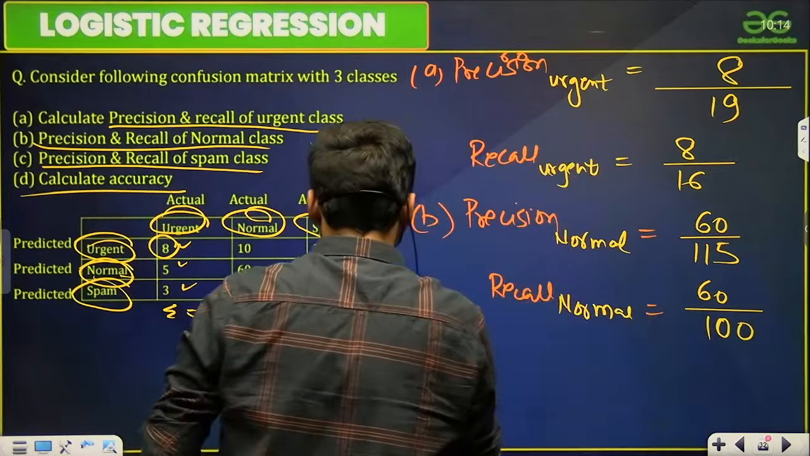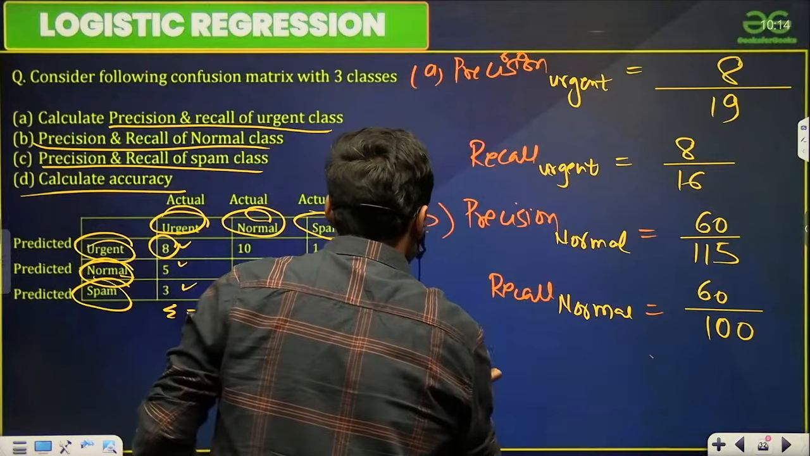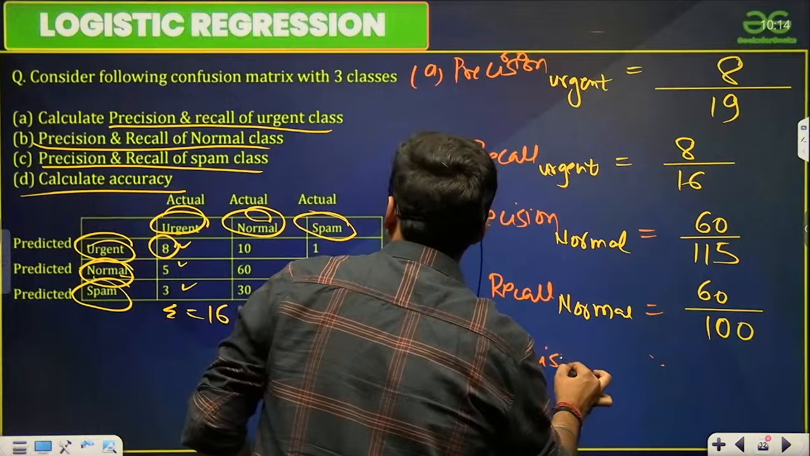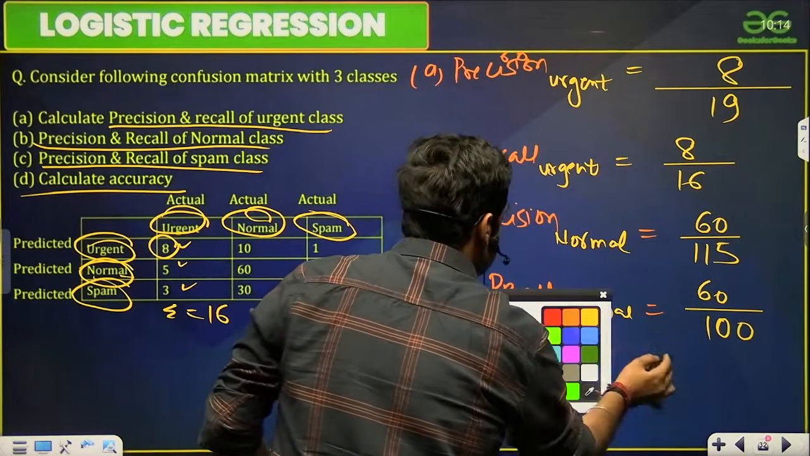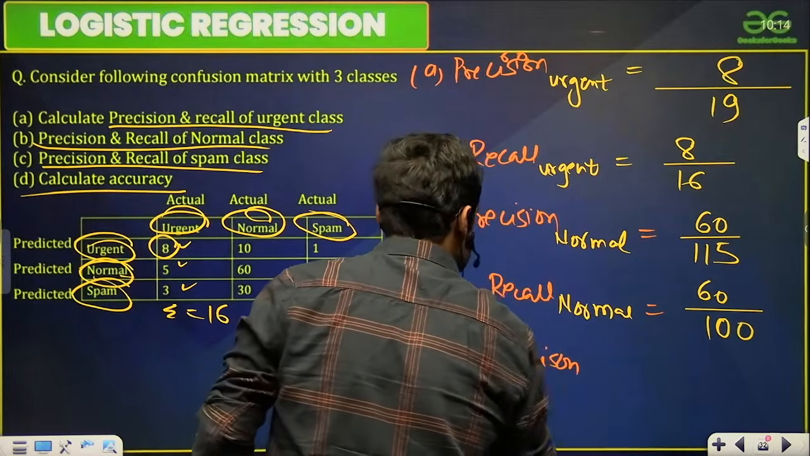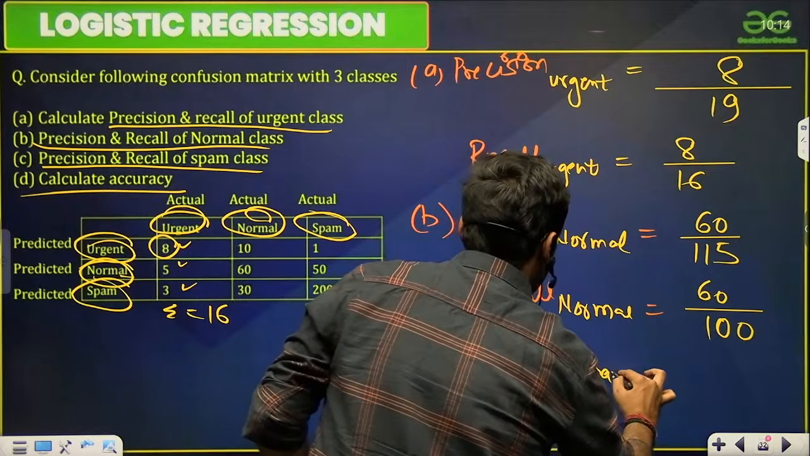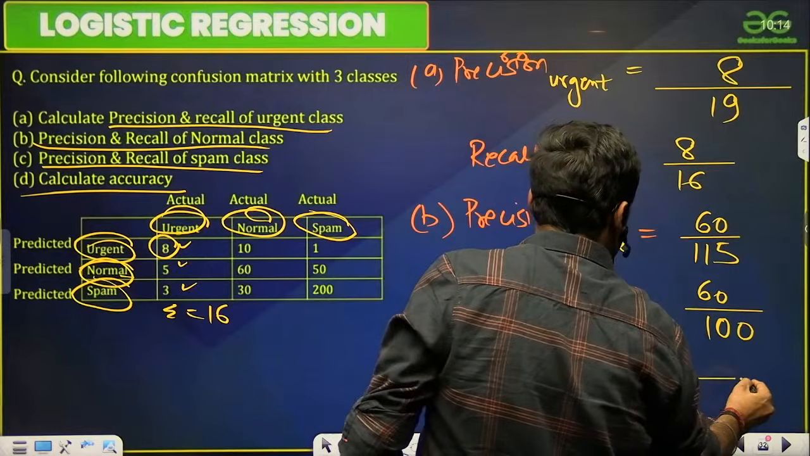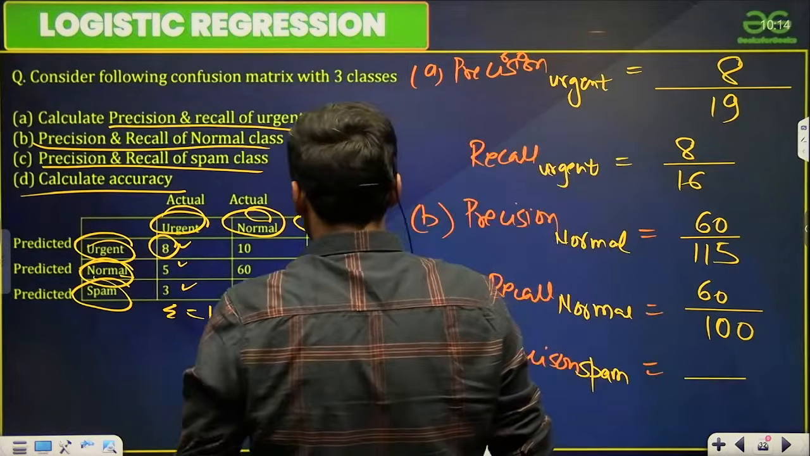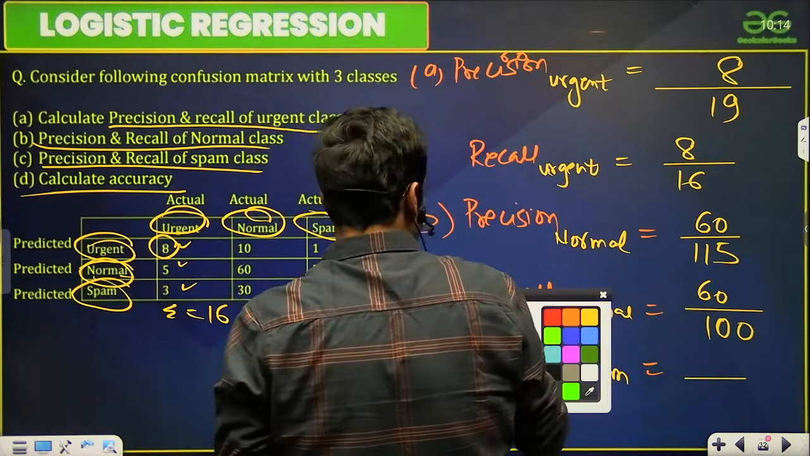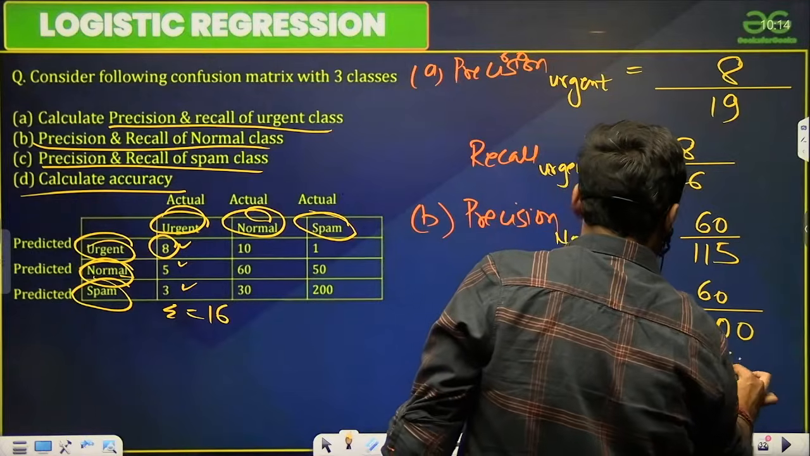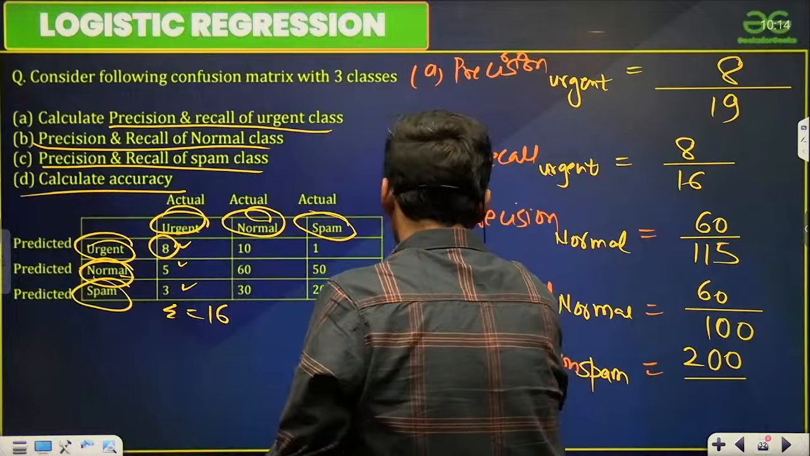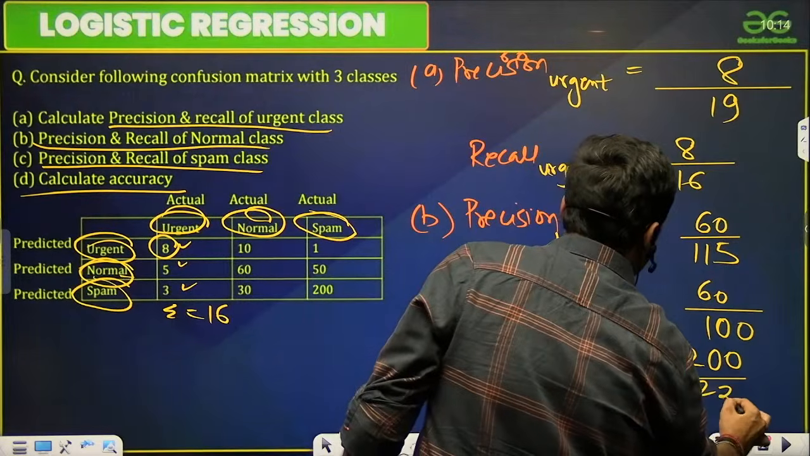Similarly I need to calculate the precision for the class spam. Precision for the class spam, so that is how much? The true positives are 200. So this would be 200 upon predicted spam, how many? That is 233. So 200 upon 233.